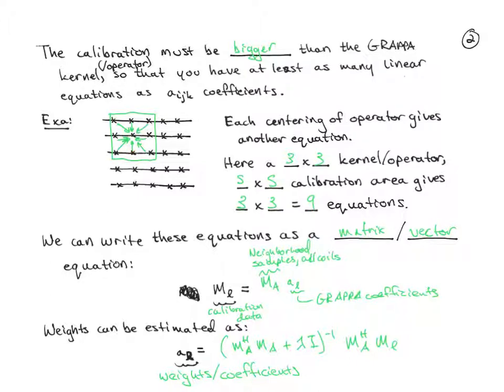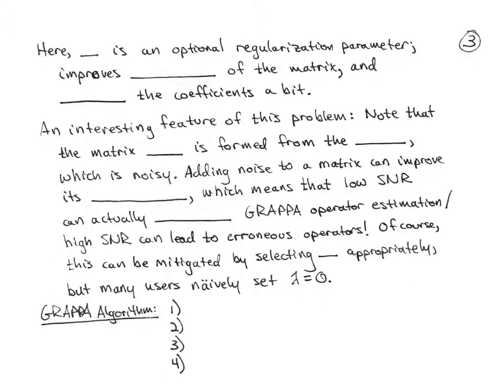So what we have here is a regularized pseudo-inverse of this M sub A matrix, where the regularization refers to the fact that we add this lambda times the identity matrix here to improve the conditioning of the inverse and avoid noise amplification. Again, lambda is an optional regularization parameter which improves the invertibility of the matrix and downweights the coefficients a little bit.